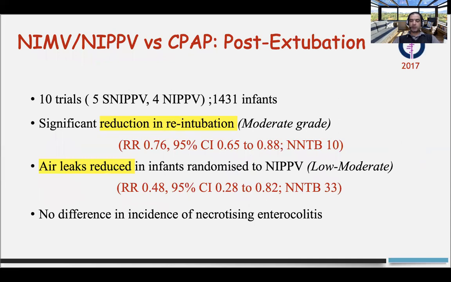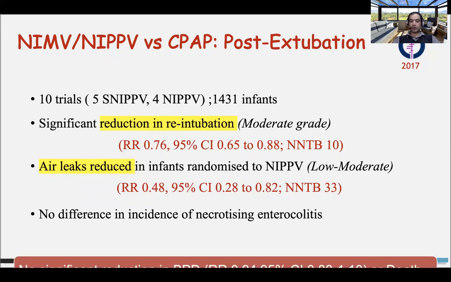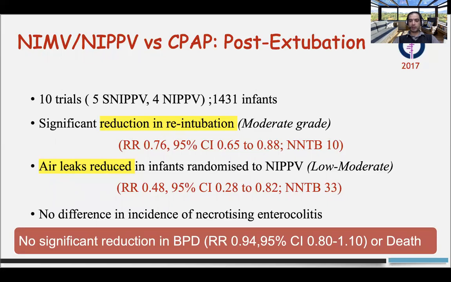The evidence for use of NIPPV in post-extubation comes from the recent Cochrane review published in 2016, which included around 10 trials. Around 1400 babies were studied, and it showed a significant reduction in reintubation by around 25%. It also decreased the incidence of air leak by around 50%, and there was no difference in complications. However, there was no decrease in BPD or death.